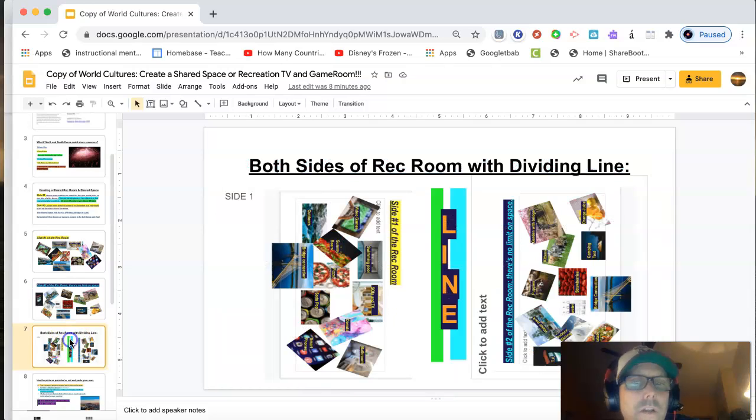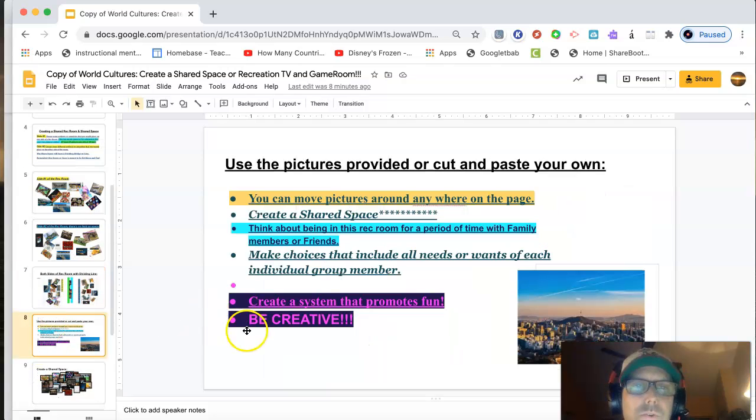So it would look something like this. Imagine side one, side two, and the different elements, and then this dividing line. Okay, move on to use the pictures provided or cut and paste your own pictures, clip art, etc. You can move pictures around anywhere on the page.